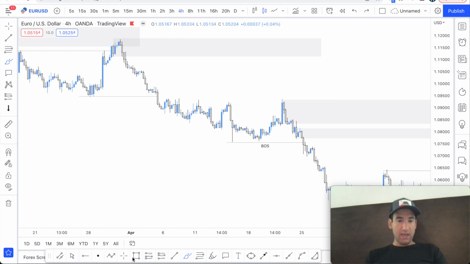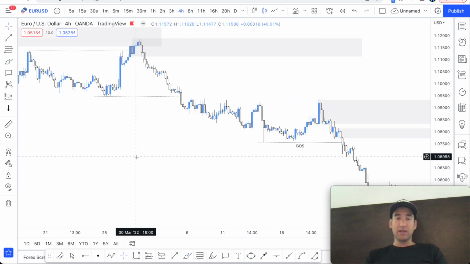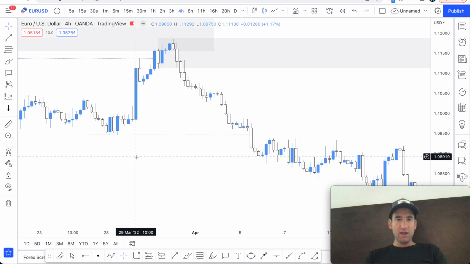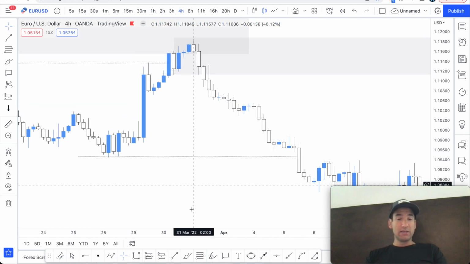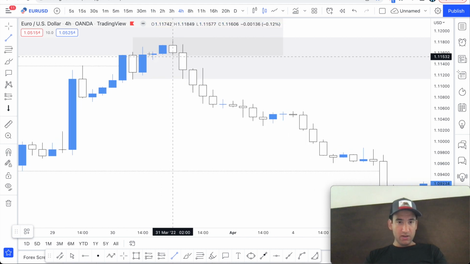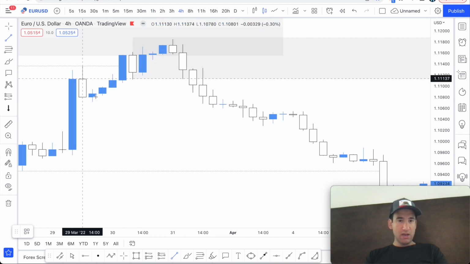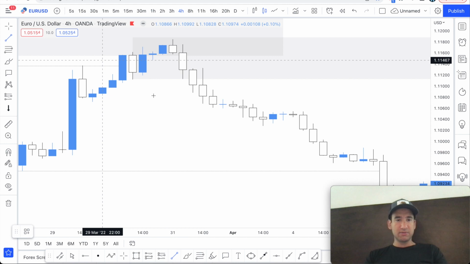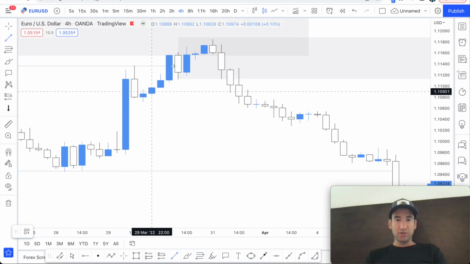Let's look at our early entry, okay? If we zoom in here now, price has tapped our major supply zone. Let's look at where our early entry would be, all right? So we see that we have a low, high, low, high, low, high, sorry, minor structures moving up.